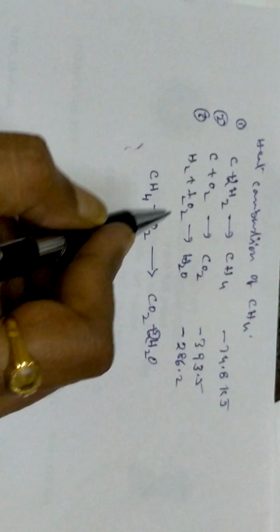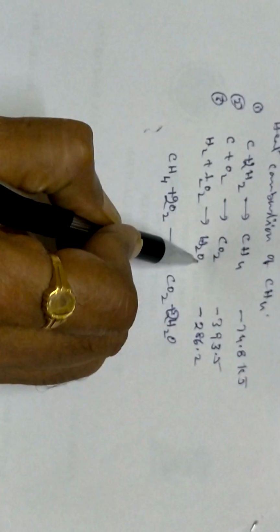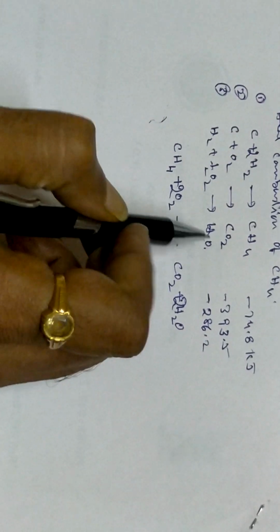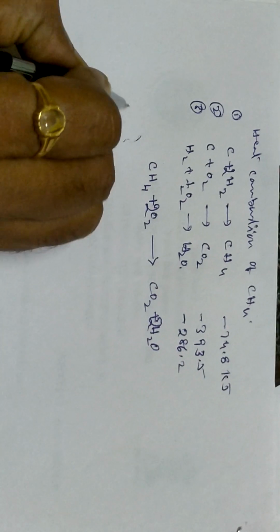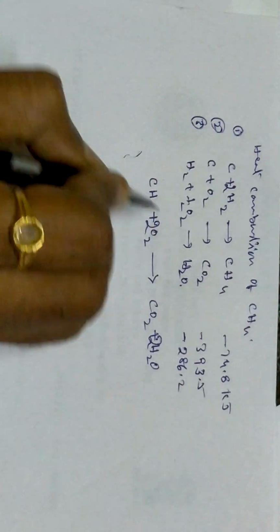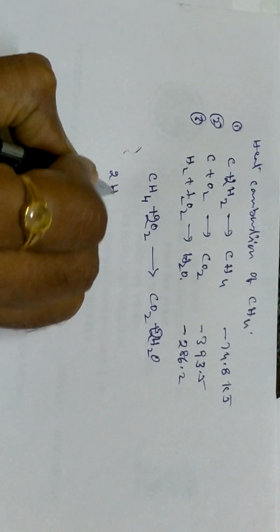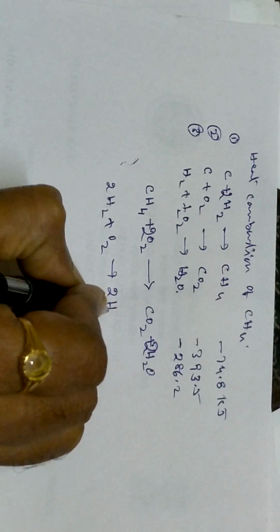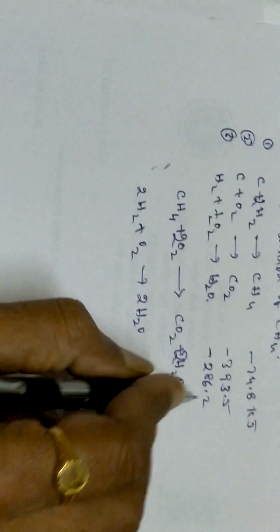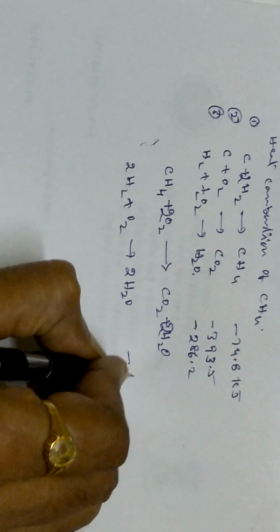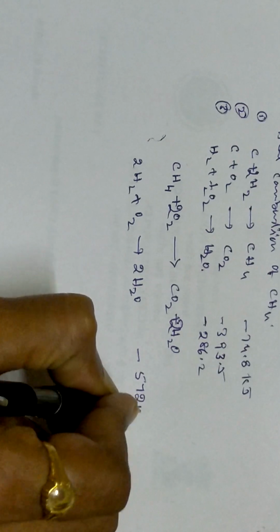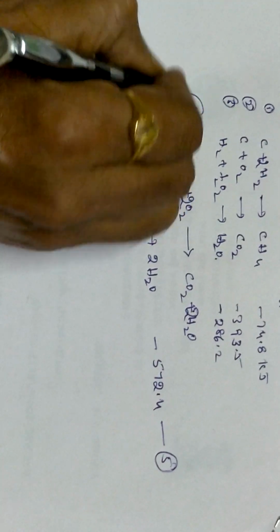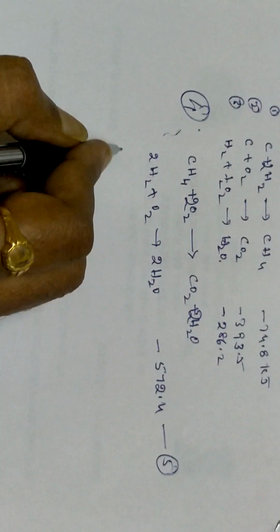If you see carefully, multiply equation number 3 by 2, and you will get 2H2O on the right side. So I am multiplying equation number 3 by 2: 2H2 plus O2 gives 2H2O, minus 286.2 multiplied by 2 equals minus 572.4. This is equation number 5. What we want is the equation 4 value.